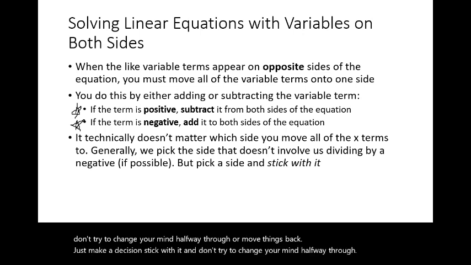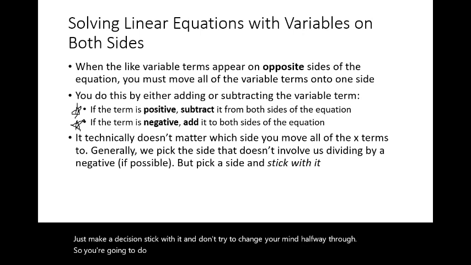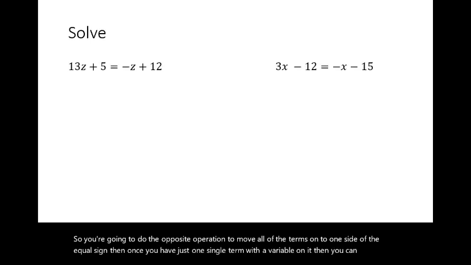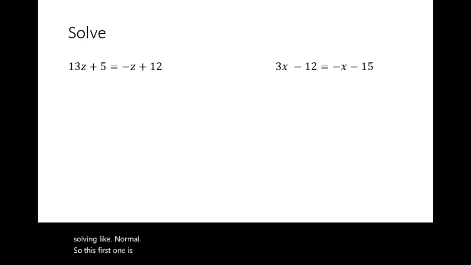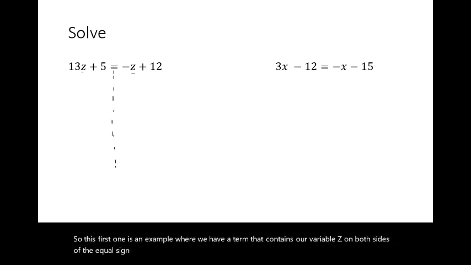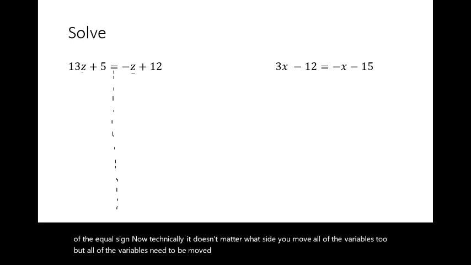So you're going to do the opposite operation to move all of the terms onto one side of the equal sign. Then, once you have just one single term with a variable on it, you can start solving like normal. So this first one is an example where we have a term that contains our variable z on both sides of the equal sign. Now, technically, it doesn't matter what side you move all of the variables to, but all of the variables need to be moved to one side.